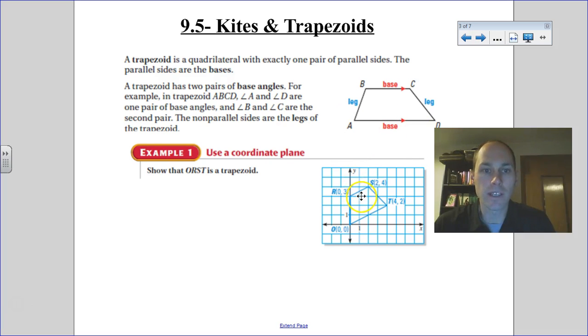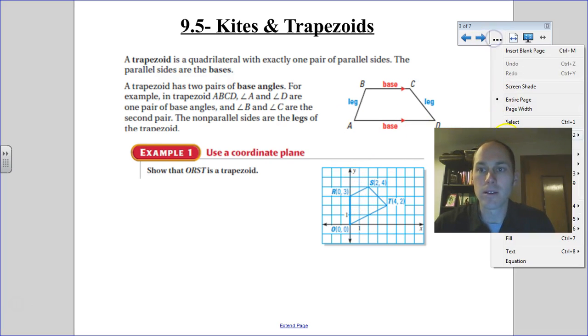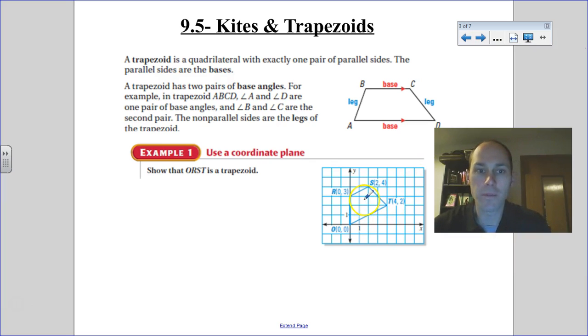So how would we prove that this is a trapezoid? Well, if we're going to do that, we have to apply those properties of a trapezoid. We need one pair of sides parallel. So why don't you take the time to calculate the slopes of the sides. Remember, if sides are parallel, they have the same slope.